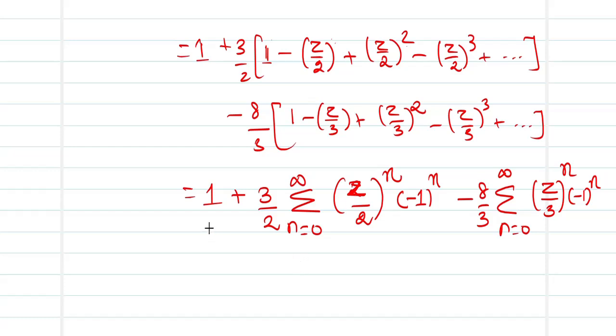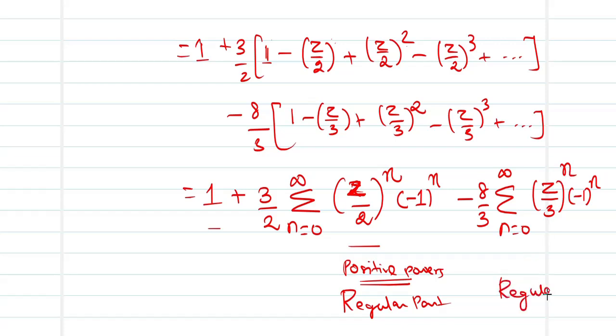We can notice that this doesn't contain any powers of z, so it is a mere constant. This contains z to the power of n, which means it contains positive powers of z. So what do you call the term that contains positive powers? You call it a regular part. And this also contains z to the power of n in the positive terms, so this also becomes your regular part. So this problem as such in the expansion doesn't contain a principal part but contains only a regular part.